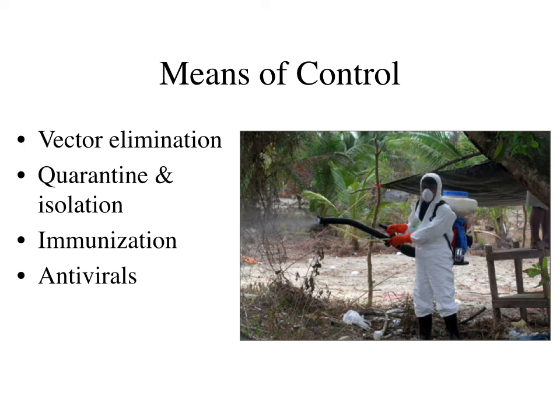Okay, then we have means of control. Now, obviously, if your disease is transmitted by a vector, then you can go about vector elimination. So in this picture, this individual is spraying insecticide using a fogging machine during a vector control campaign in Thailand. And in this case, they were trying to kill off vectors of malaria. But we have other methods as well. We'll talk about quarantine and isolation in this lecture. Immunization and antivirals will be considered in the next module.